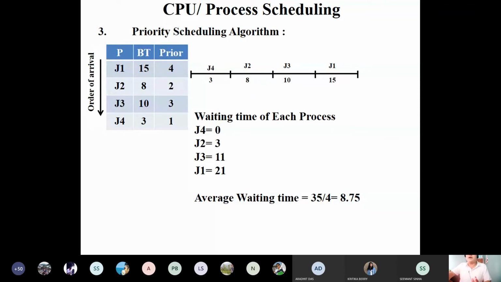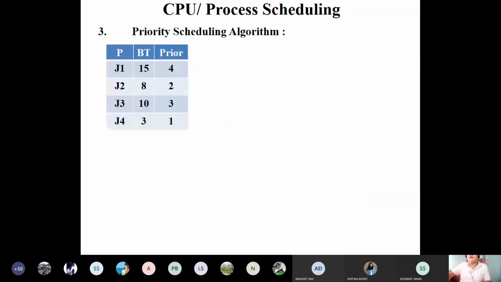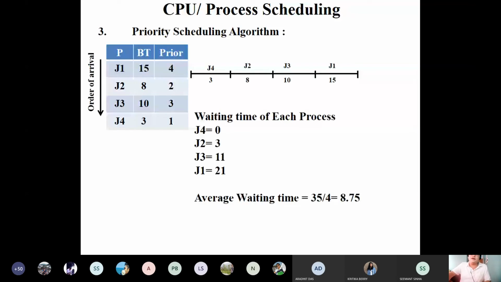So at this moment you have three strategies: first come first serve, shortest job first, and priority scheduling algorithm. These are the basic CPU scheduling algorithms. For first come first serve, the average waiting time was approximately 17.5. For shortest job first, the average waiting time was 8.75, and for priority scheduling, the average waiting time is 8.75. Let us calculate: 0 plus 3 plus 11 plus 21 and divide by 4.